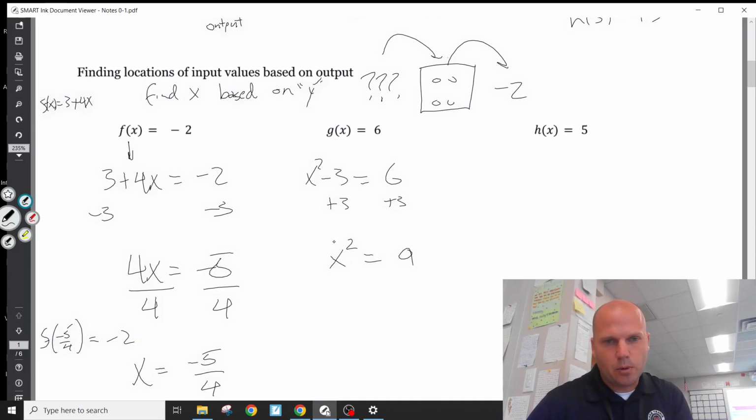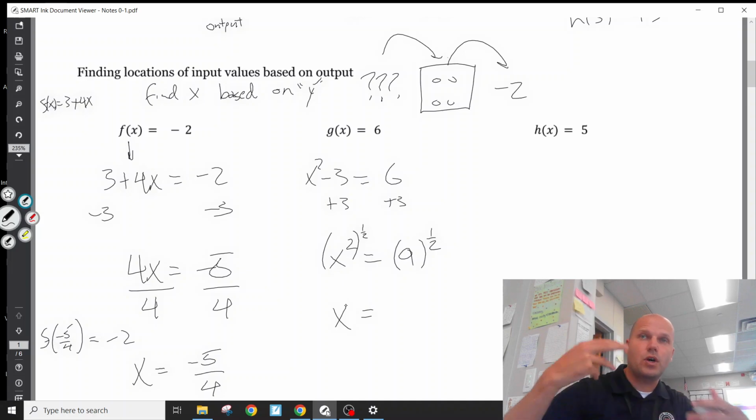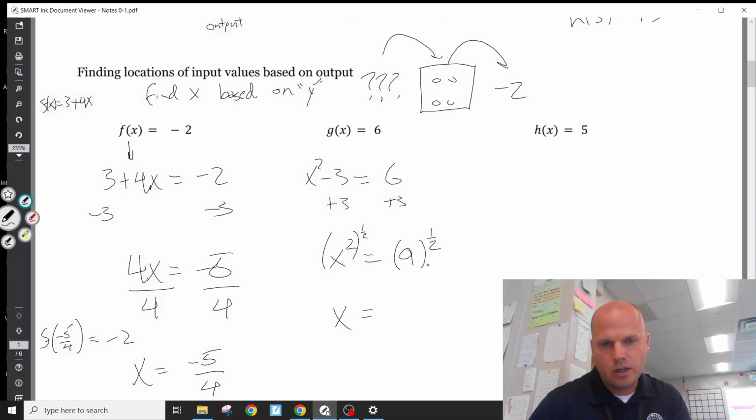To undo a square, we will use a 1/2 power or a square root. A square root is just a 1/2 power. I like to use these powers just so it helps us with other fractional powers, and I get x could be a positive or negative 3.